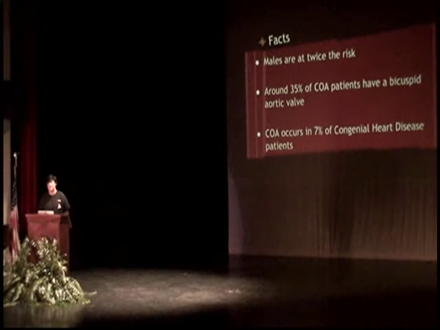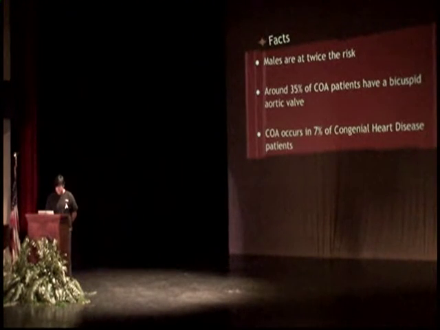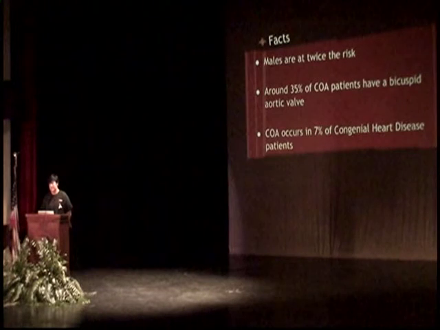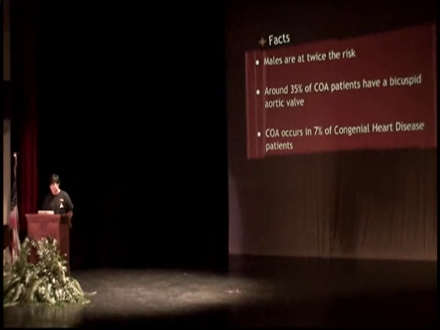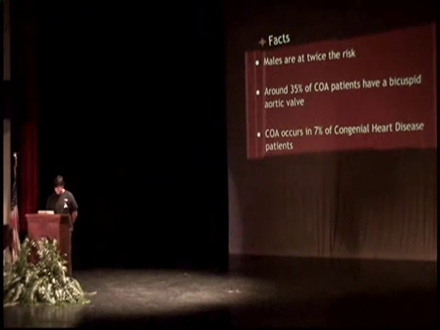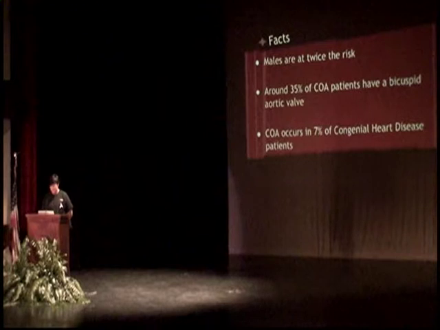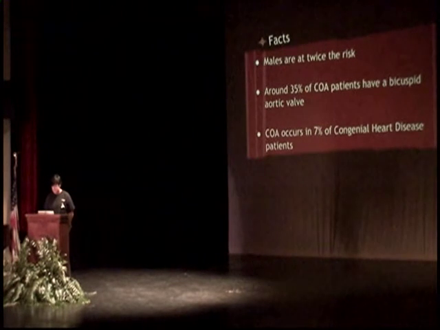These are some of the interesting facts I found while researching this topic. Males are at twice the risk than females. This is a pretty outstanding fact. Another fact I found was that around 35% of COA patients have a bicuspid aortic valve. This means that the valve from the left ventricle to the aorta only has 2 flaps instead of 3. These flaps keep the heart from backflowing and not pumping the correct amount of blood. The last fact I found was that COA occurs in 7% of congenital heart disease patients.